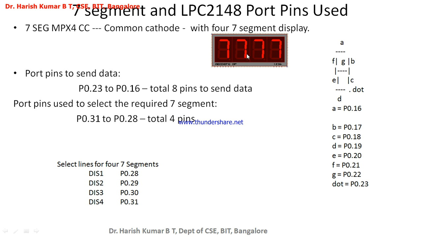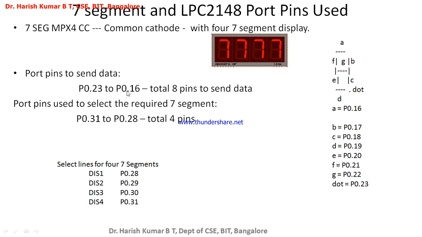So this is the 7 segment display which we'll be using. It is a common cathode 7 segment display, but you don't have one 7 segment display, instead it has four 7 segment displays. Next, to understand what port pins are used to send the data to the 7 segment displays, you've got to send 8 data bits.